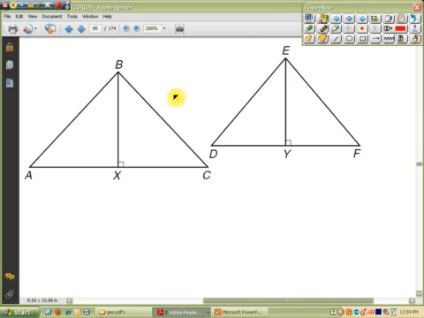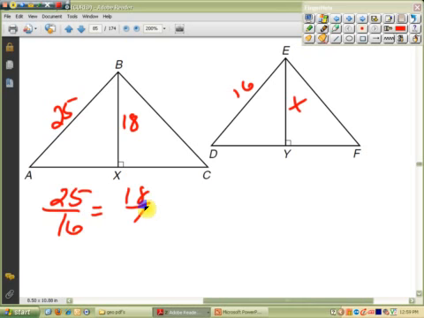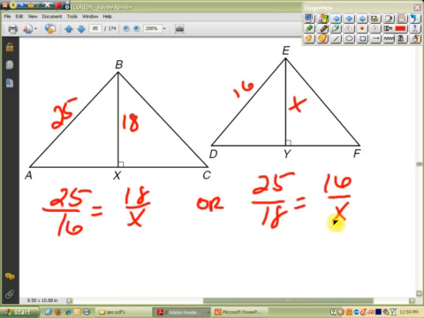Now in number 5, the problem is back to looking like number 1 and 2, where you have two pictures and we have AB is 25, DE is 16. So those two are corresponding parts right now. Then we have BX is 18, which is this middle line, and EY is X. So again, you can say 25 over 16 equals 18 over X. Or 25 over 18 equals 16 over X. That also works.